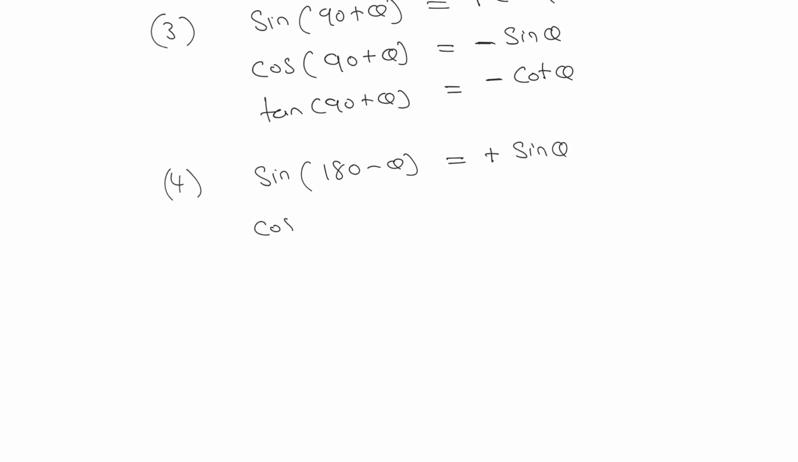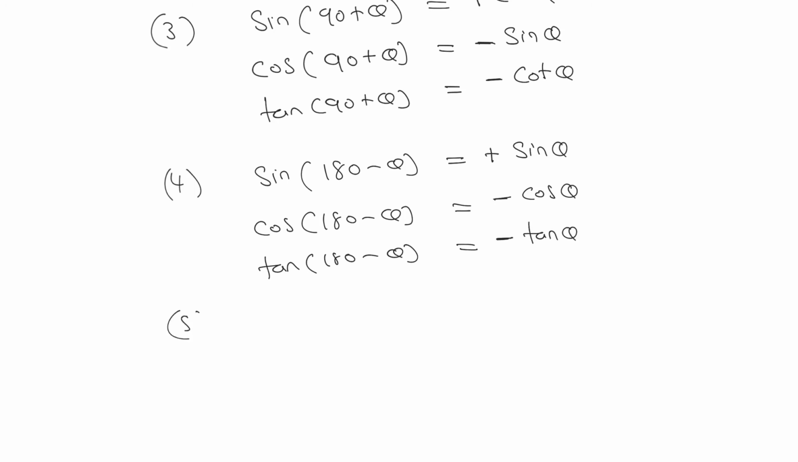Same as that, if it is cos 180 minus theta, it is in the second quadrant. In the second quadrant cos is negative, so it should be minus. And with cos 180, cos will not change, it will be equal to cos theta only. Same as that we can write tan 180 minus theta, which is equal to nothing but minus tan theta.